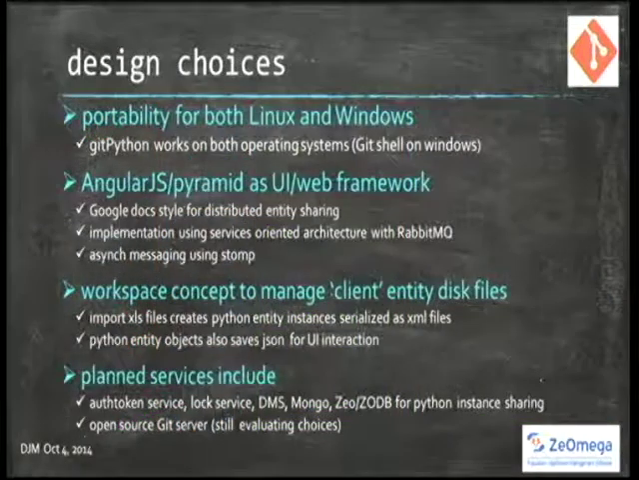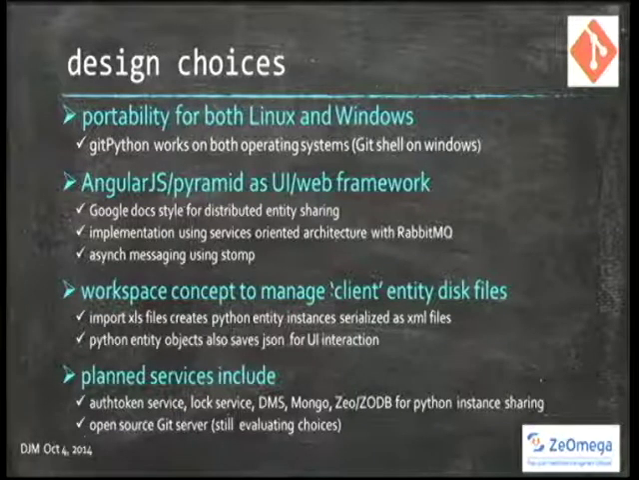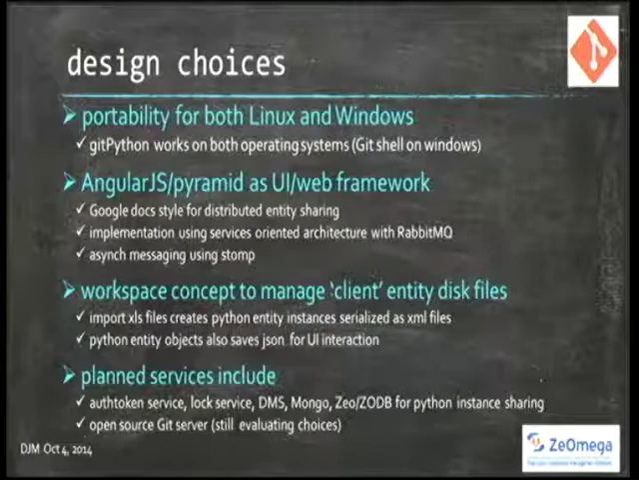Some of our design choices: we wanted portability for Linux and Windows, so right now it's running on both systems. We're using GitPython as our Git module, and it works pretty well on both systems. Knowing that the Git shell works slightly differently on Windows than on Linux, there may be incompatibilities that we haven't seen yet that we have to work out.